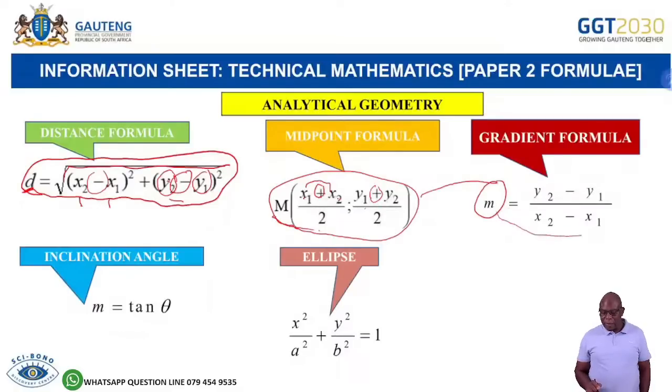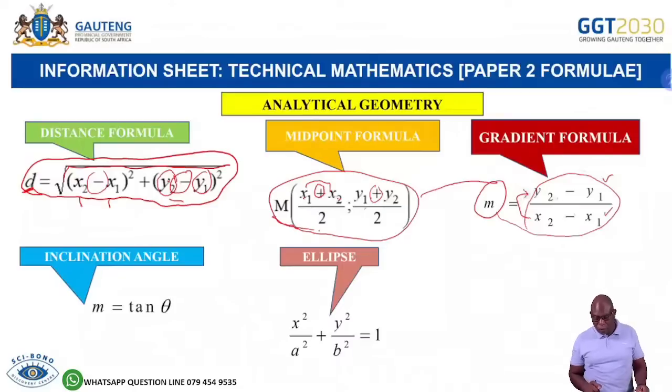For the gradient, it should be y2 minus y1 over x2 minus x1. Please go to your formula sheet and copy it correctly. In this case, we see a lot of learners taking x2 up there and saying x2 minus x1 divided by y2 minus y1. The formula sheet is just in front of you, so please make sure that you use it correctly. It's y2 minus y1 over x2 minus x1. If you start with y2 there, you must start with x2.